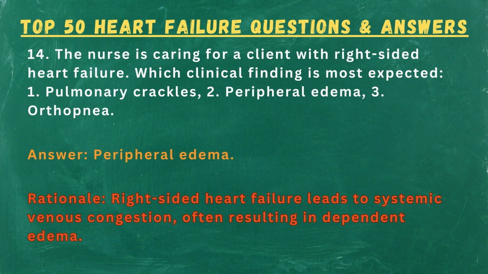14. The nurse is caring for a client with right-sided heart failure. Which clinical finding is most expected? 1. Pulmonary crackles. 2. Peripheral edema. 3. Orthopnea. Answer. Peripheral edema. Rationale. Right-sided heart failure leads to systemic venous congestion, often resulting in dependent edema.